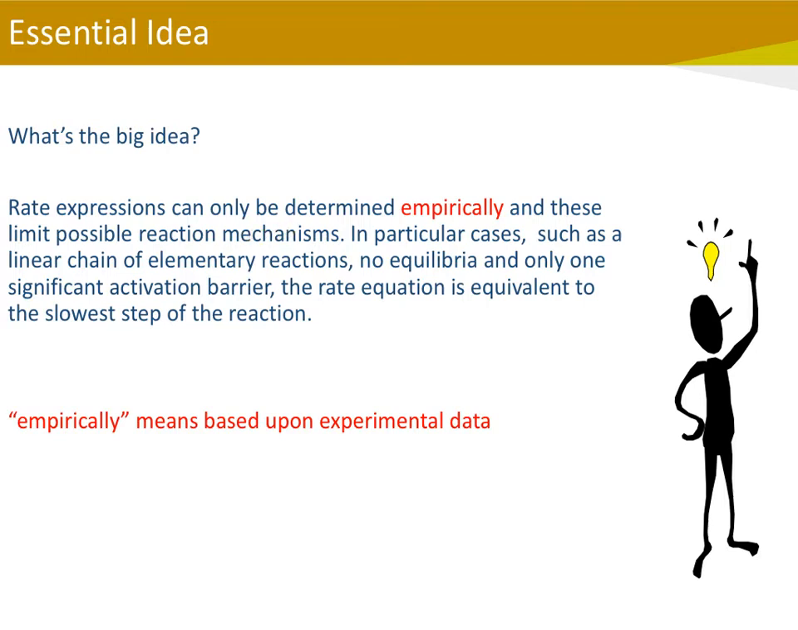The mechanisms are the step-by-step sequence of events that occur for a particular reaction. A lot of reactions are not just one step. In particular cases, such as a linear chain of elementary reactions, no equilibria, and only one significant activation energy barrier, the rate equation is equivalent to the slowest step of the reaction. The slowest step will be called the RDS, the rate determining step. And the word empirically just means based upon experimental data.